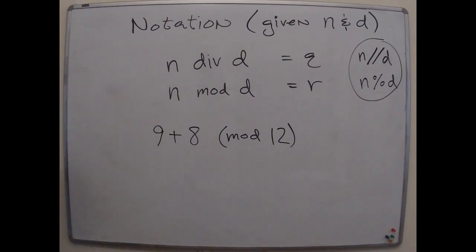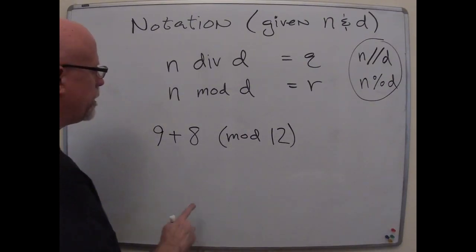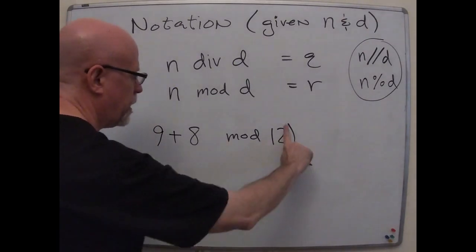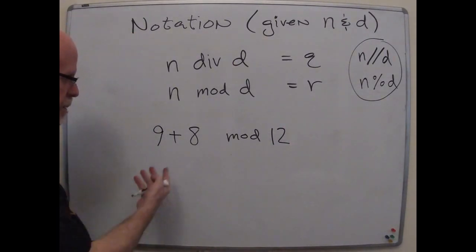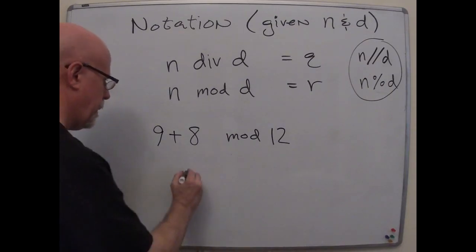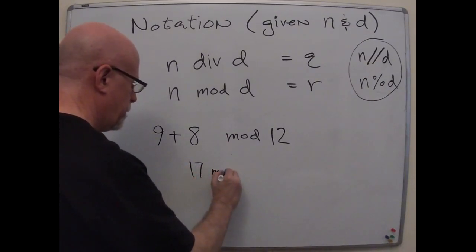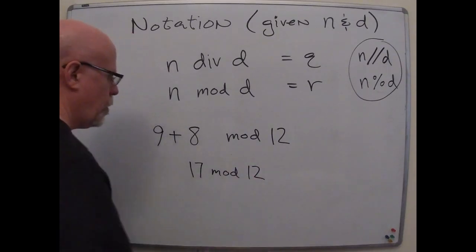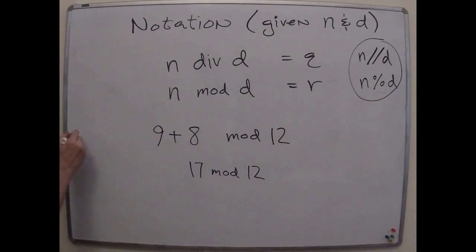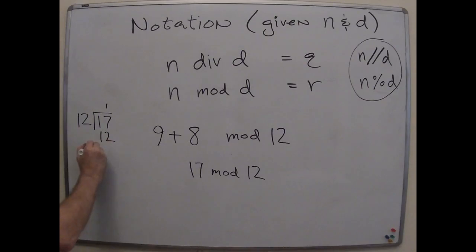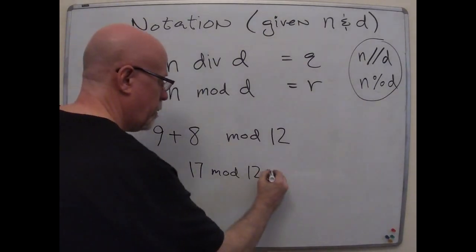Oh, I put parentheses around it. There are times when you need the parentheses and other times when you don't, and this is not really one of them. So let's just say 9 plus 8, 17 mod 12. Yeah, what is 17 mod 12? Well, you could just say, all right, I've got to set up the division problem where 12 goes into 17. And it goes in once, and I do 1 times 12, and then I subtract, and there's the remainder, 5. So the value of 17 mod 12 is 5.